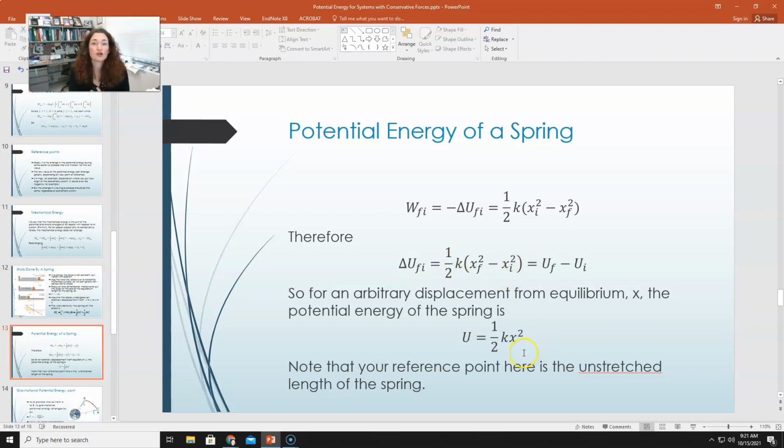So that means that for an arbitrary point x displaced from equilibrium, the potential energy associated with this system is 1/2 kx squared. Now, we talked about reference points before. Remember that for this equation, we've chosen the reference point as being the origin at the unstretched length of the spring. So if you put that point as your origin, then your potential energy is 1/2 kx squared. If you chose some other random point, you'd get a constant offset, which would mess you up a little bit, okay?